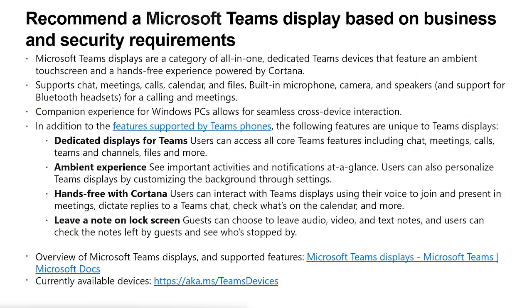The next item we're going to cover is recommend a Microsoft Teams display based on business and security requirements. Take a look at the details on the slide as far as what a Teams display is. They are different from a Teams phone. They support calling just like a Teams phone does, but they also have support for chat and meetings, calendar integration, and file access beyond what the phones support today. They also have a built-in microphone, camera, and speakers, and they support connection to Bluetooth headsets for calling and meetings. Plus, they provide companion experiences for Windows PCs as well.